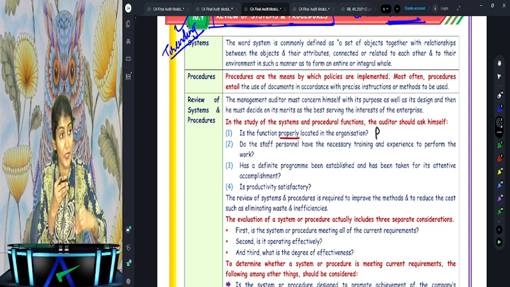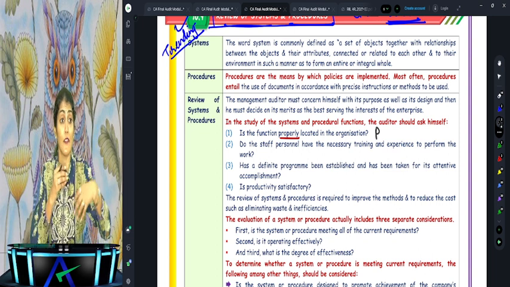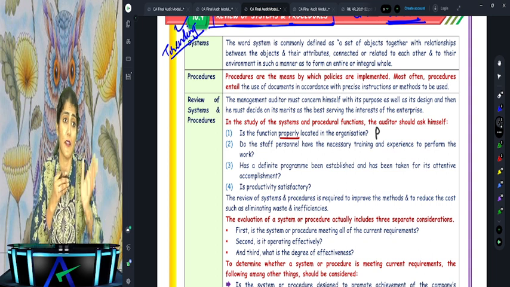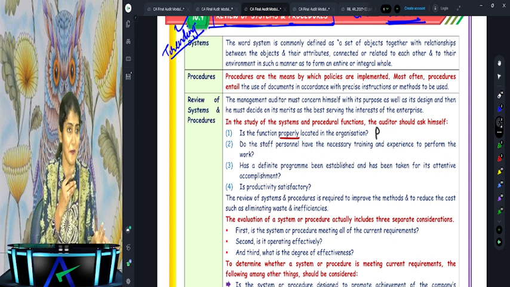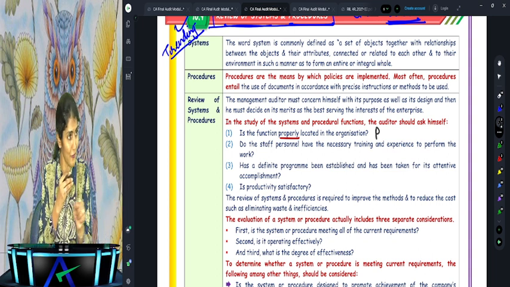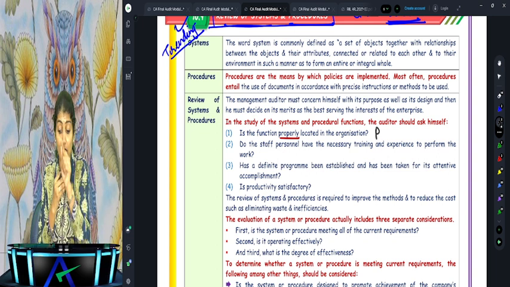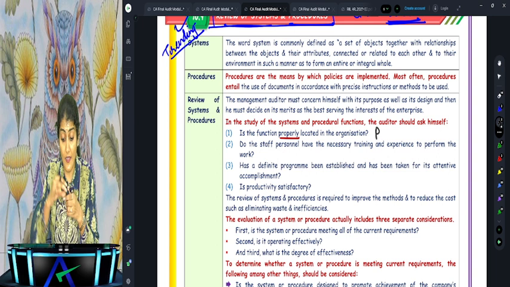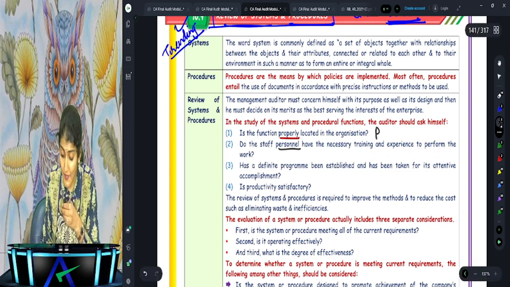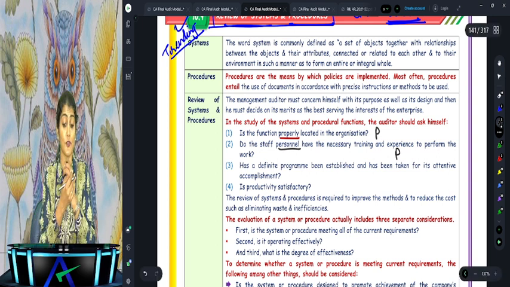Right? So first you need to add an item to your cart. There is no item in your cart and you try to place an order. You say, ma'am, how is that possible? So there is a flow, no? So one, whether it is properly located within the organization. Then, does the staff personnel have the necessary training and experience to perform the work?